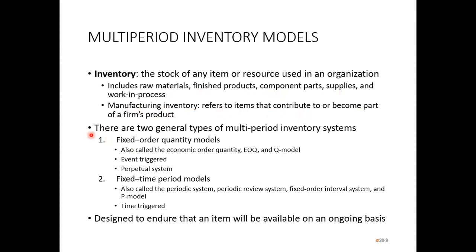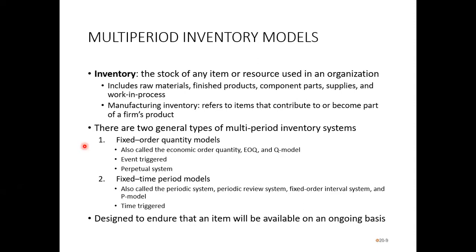There are two general types of multi-period inventory management system. First is the fixed order quantity model, also called EOQ or Q model, and this is what we are going to work on in the numerical example that we are going to see. It is event triggered and it's a perpetual system, a multi-period perpetual system. In the fixed time period model, also called P model, periodic system, periodic review or fixed order interval system, it is time triggered. After a certain fixed time, one takes stock of inventory and then orders the inventory items to reach the maximum level or the desired level.